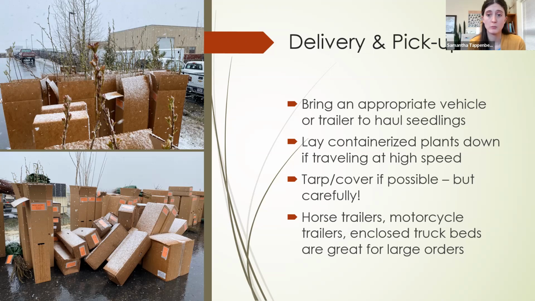You want to tarp them if possible, but you want to be very careful in doing so. I mean, the ones that are fully contained in a box, it's not going to be an issue. But as you can see in the photos, some of the larger containerized stock, they're growing right up out of the box. And so the tips and the terminal buds of some of these species are exposed during transportation. So you want to make sure that they stay covered and protected from wind and heat and high speeds on the highway. But you want to make sure that when you tarp them, you're not breaking off terminal buds from those plants, especially conifers, because that'll kill the plant.